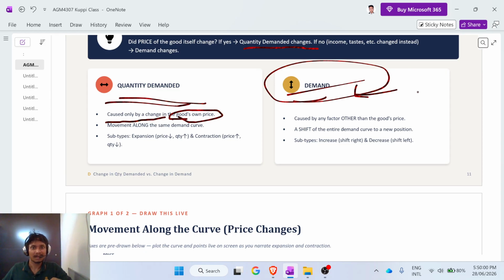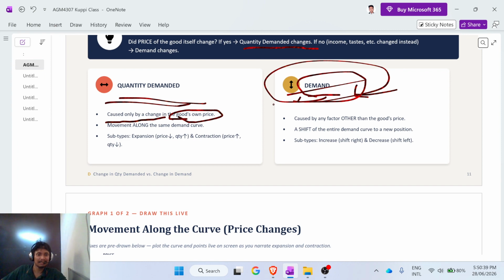For example, a keyboard. One year ago the price of the keyboard was 1,000 rupees. Now also 1,000 rupees. For example, this is an HP keyboard. One year before, the price of this keyboard was 1,000 rupees, and now also 1,000 rupees. Therefore the price is constant, not changed. In this situation, we are going to discuss demand.